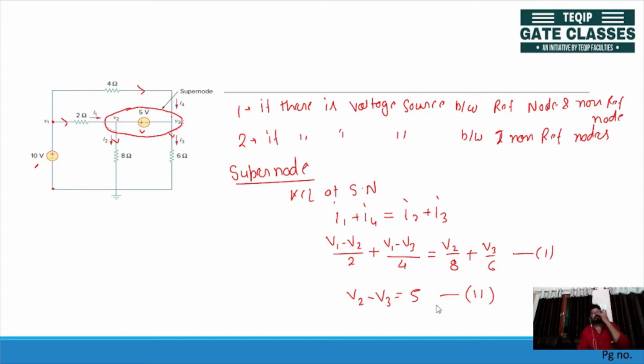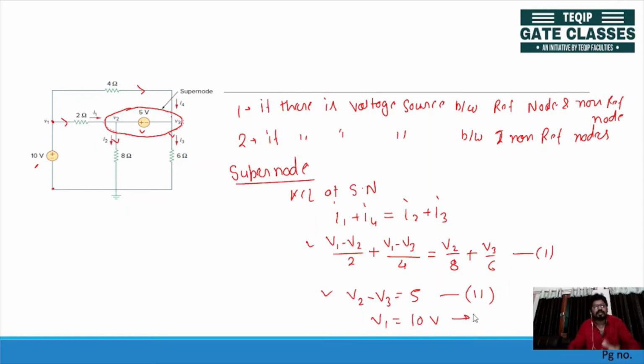So instead of applying KCL on individual nodes, you have to apply KCL on the supernode. Supernode means the nodes between which this voltage source is. And then directly write the equation of potential difference between the nodes. So here you have three nodes, you have two equations, and the third equation is clear, that is the value of V1 is 10 volt, so you can write directly V1 is equal to 10 volt.